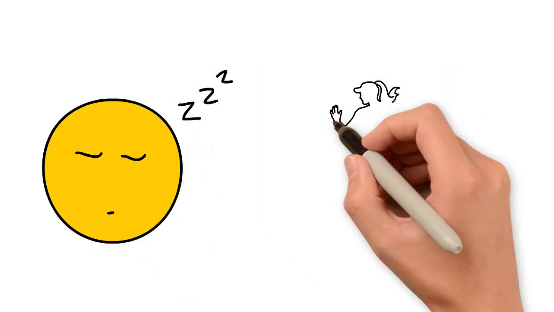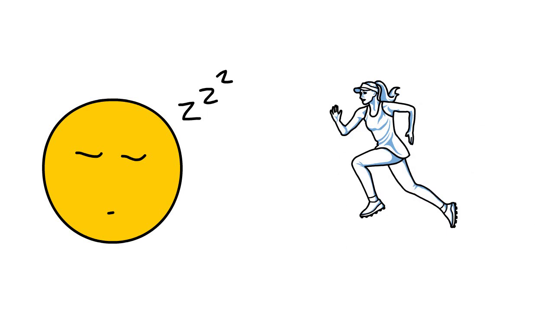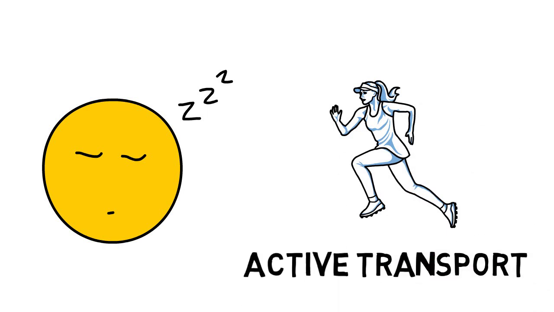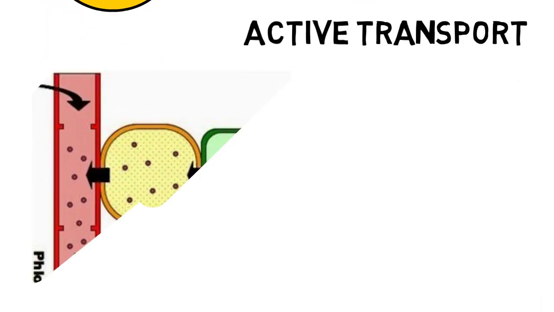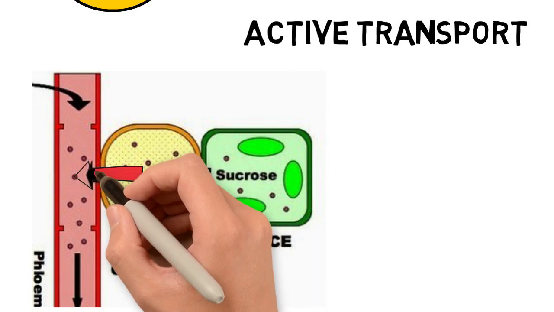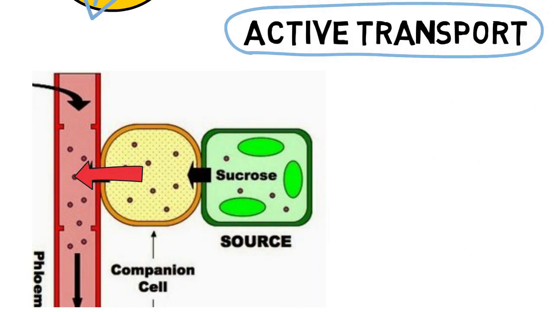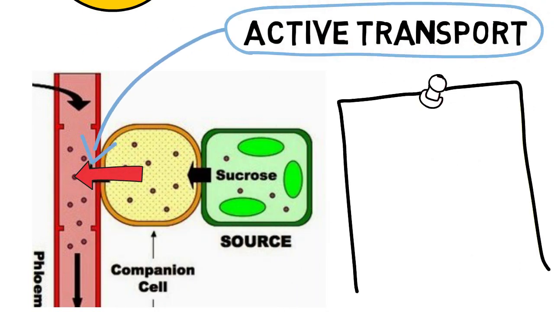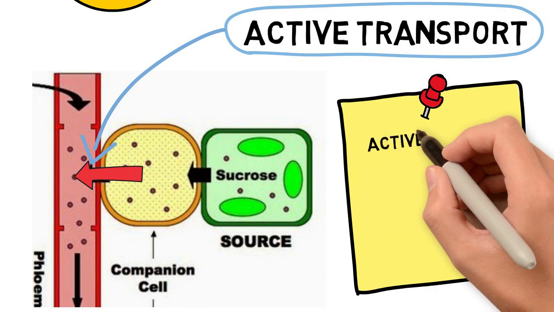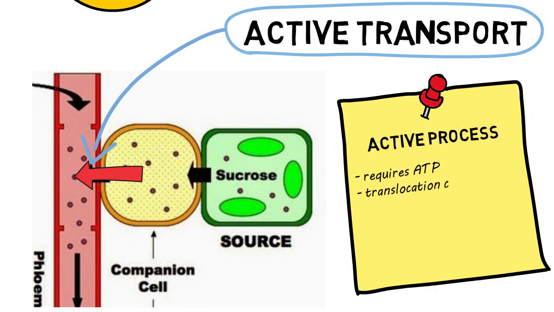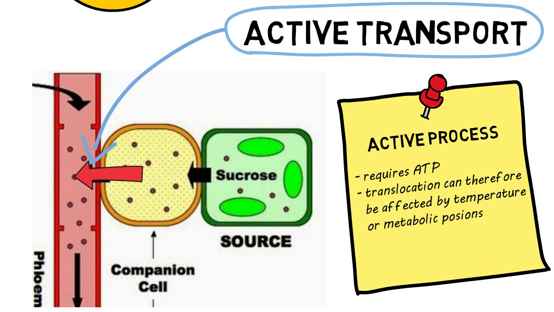Whilst mass flow is a passive process, it occurs as a result of the active transport of sugars, because if you remember in step 2, active transport is used to transport sucrose. The process, therefore, as a whole is active in that it requires ATP for this active transport. This is important to know because exam questions could ask you why the translocation of sugars is affected by temperature or metabolic poisons, and it's because of the need for ATP in the active transport of sucrose in step 2.